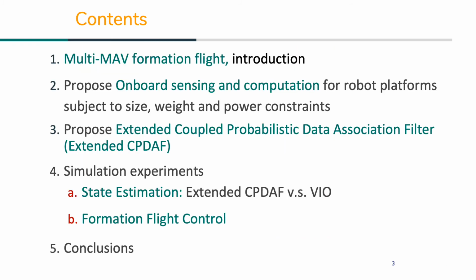We will start with an introduction to multi-micro-aerial vehicles formation flight, followed by onboard sensing and computation for robot platforms that are subject to size, weight, and power constraints. We then propose an extended coupled probabilistic data association filter. The simulation is shown to demonstrate state estimation and the formation flight control, before ending with conclusions.